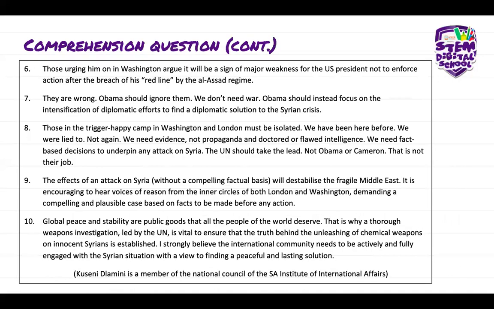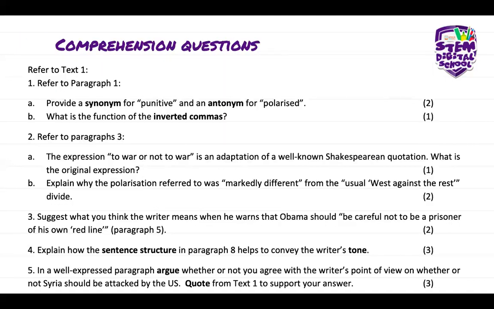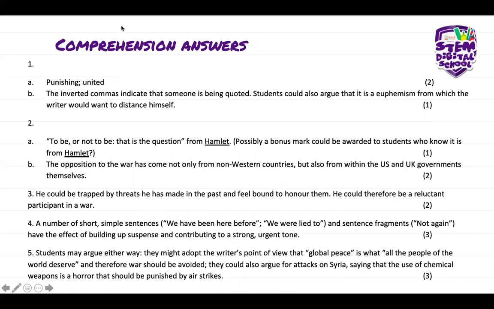Let's go back and see. The attempt to launch a limited punitive attack. A limited punitive attack. What is the function there? Yes. The inverted commas indicate that someone is being quoted.